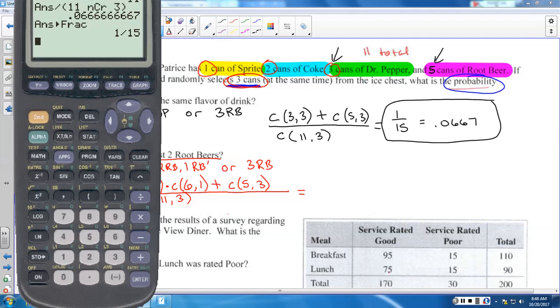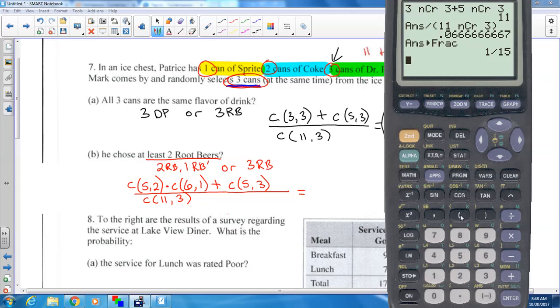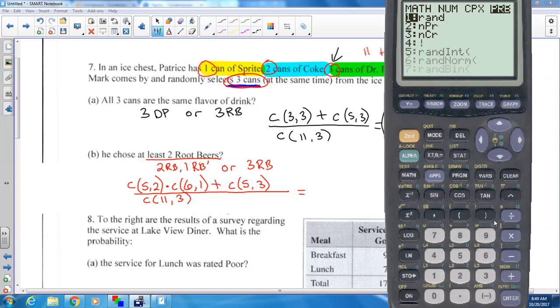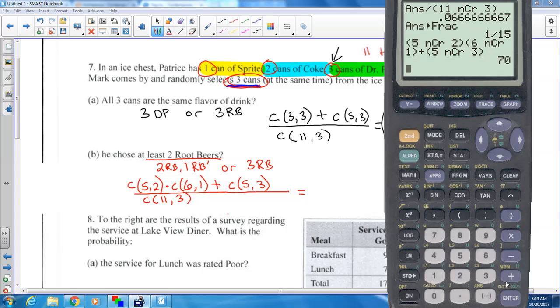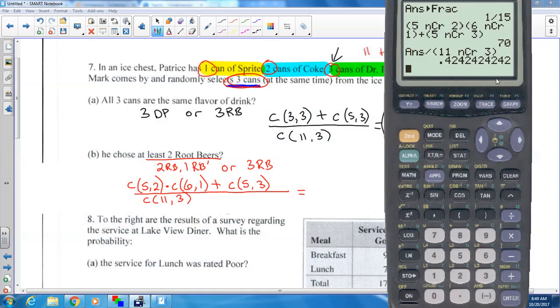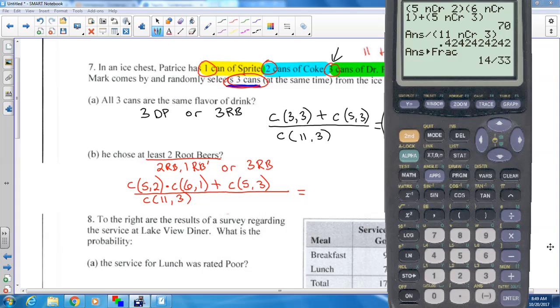And again, I'll do this with you. And so we have 5 choose 2, times 6 choose 1, plus 5 choose 3. And I'm just going to hit enter, because if you hit divide by, it'll do order of operations that you don't want. Then divided by 11 choose 3. And I can math bracket if I want to. So I get 14 over 33, or in decimal I get 0.4242.